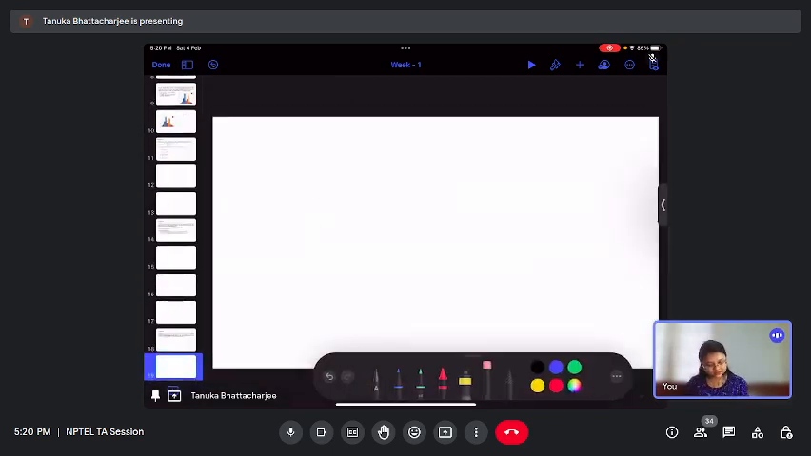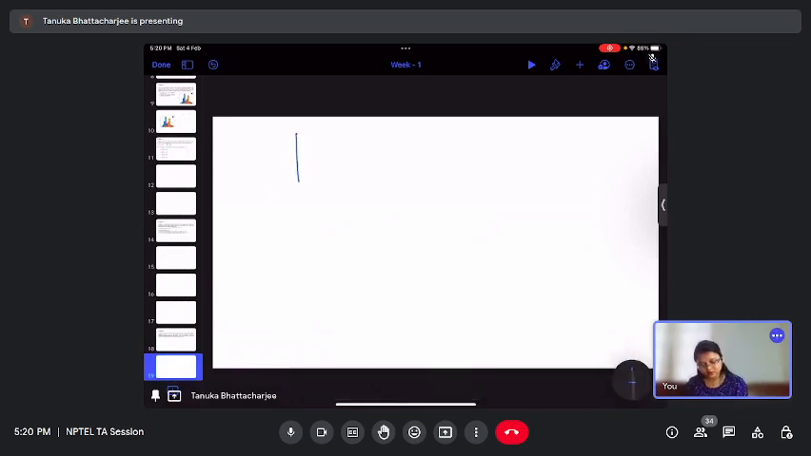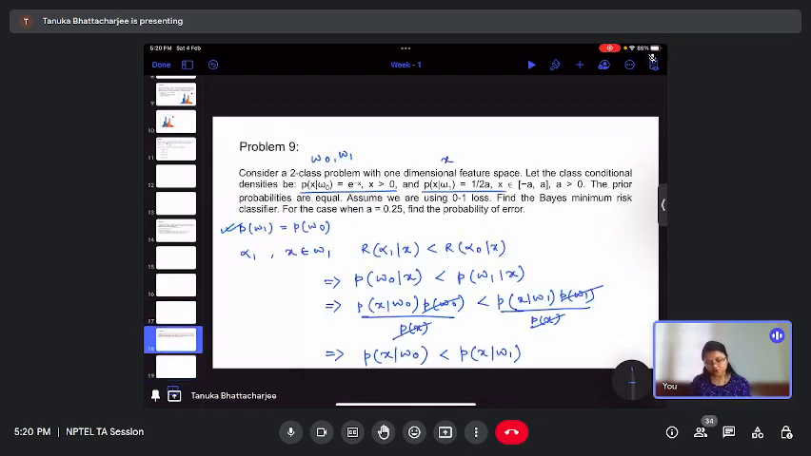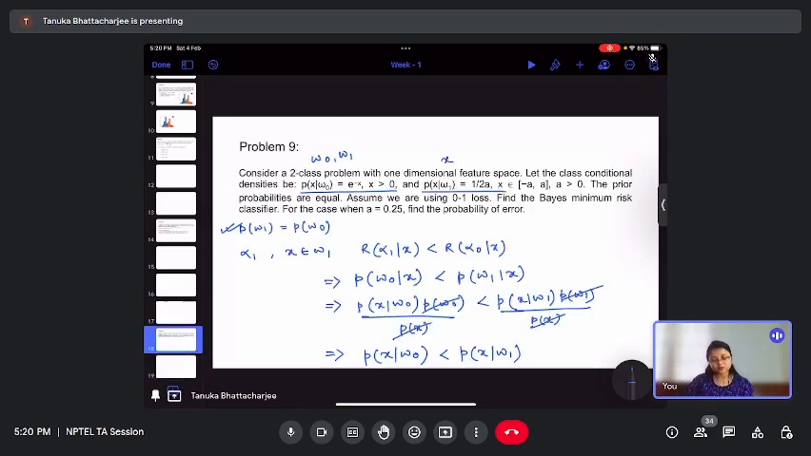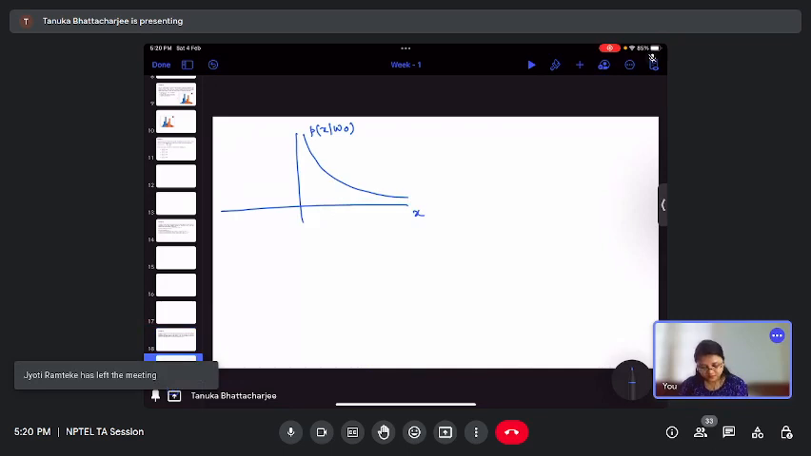So, let us say this is your x. For class omega 0, the class conditional density is e to the power minus x for x greater than 0. So, this is something like this. This is probability of x given omega 0. And for probability of x given omega 1, this is 1 by 2a for x element of minus a to a. So, let us say this is something like this.